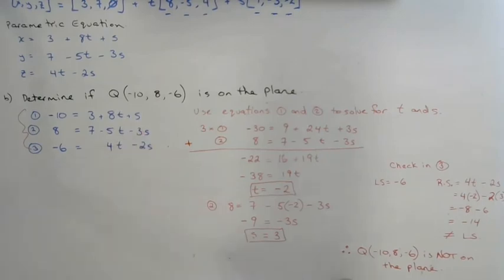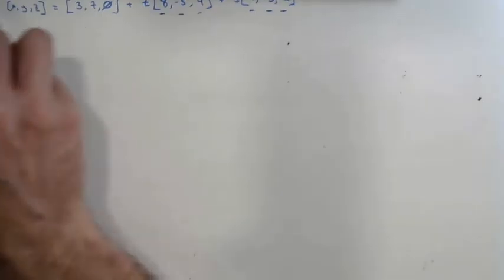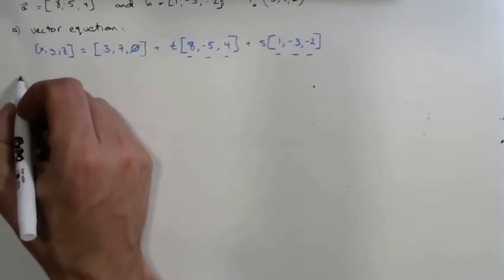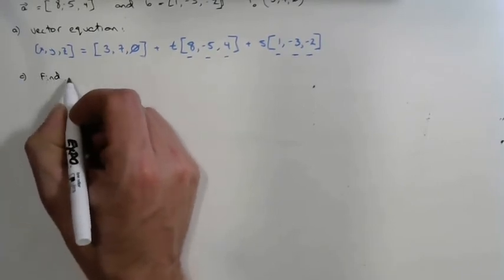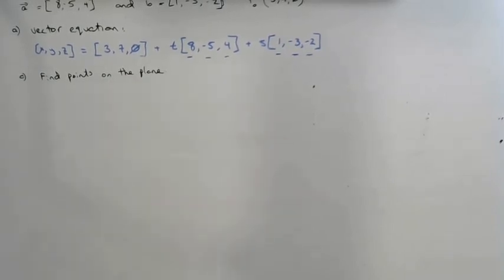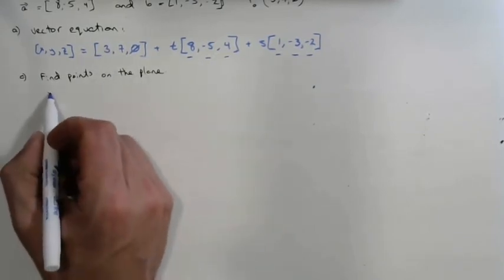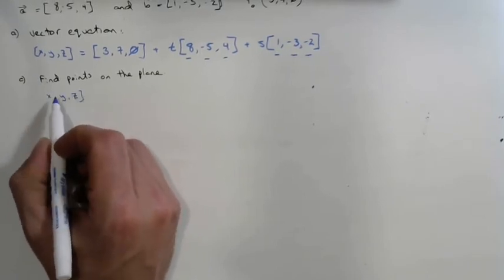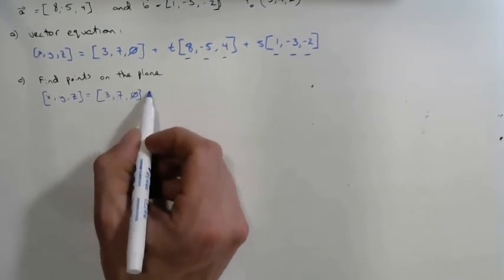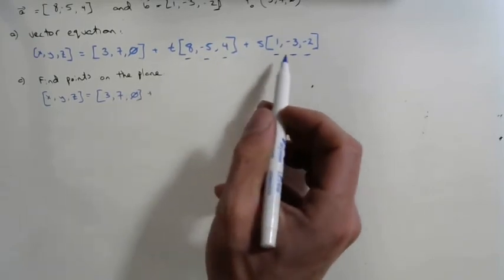So if the point Q is not on the plane, how do I find points that are on the plane? I'm just going to leave our vector equation there because it's going to be helpful. And in C, we're going to find points on the plane. I'm only going to find one. All we need to do is choose values for t and s, and that will give us any other point that's on the plane. So if we take our vector equation, x, y, z, and we take our starting position vector of 3, 7, 0, and we add any multiple of our two direction vectors.